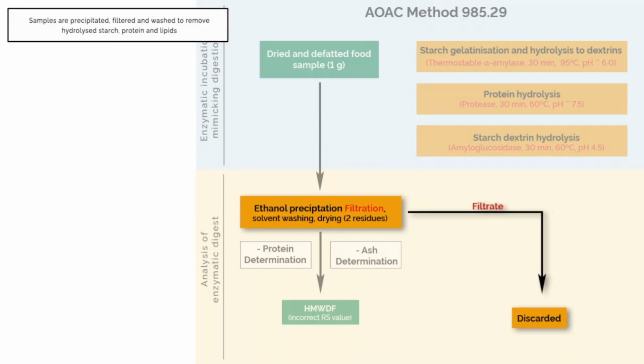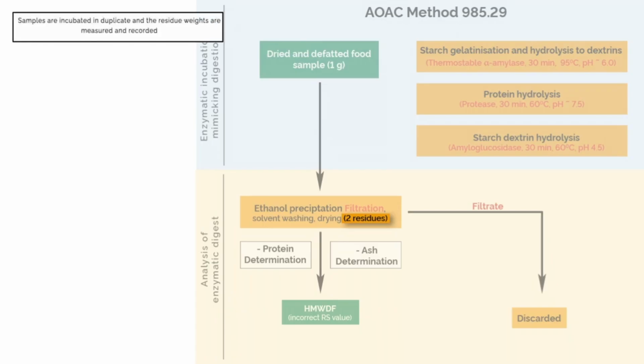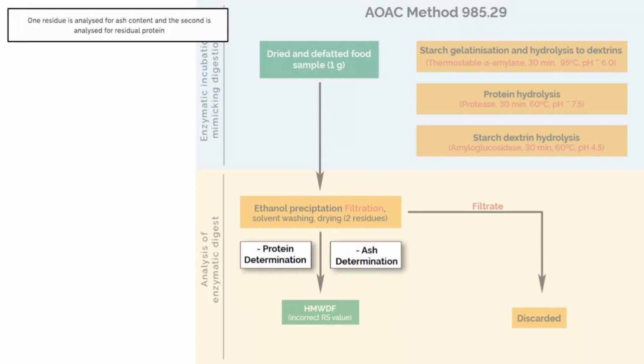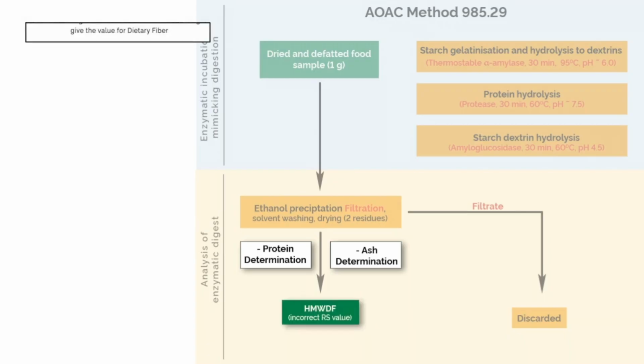Samples are then treated with 4 volumes of ethanol, or IMS, to precipitate high molecular weight soluble dietary fiber, and then filtered and washed with aqueous ethanol, ethanol and acetone to remove hydrolyzed starch and protein and lipids. Samples are incubated in duplicate, and the residue weights are measured and recorded. One residue is then analysed for ash content, and the second is analysed for residual protein. Both of these weights are subtracted from residue weights to give the value for dietary fiber.